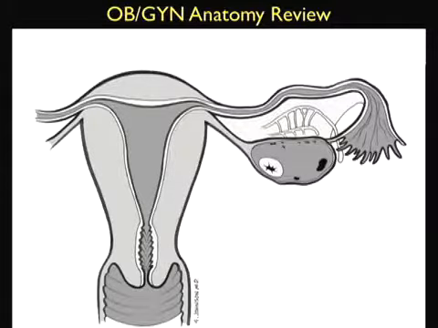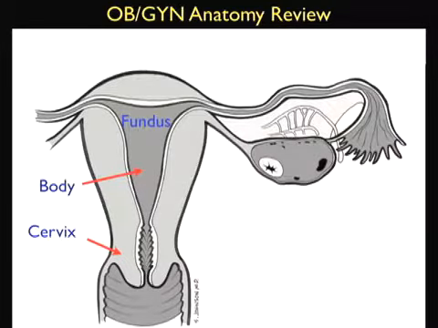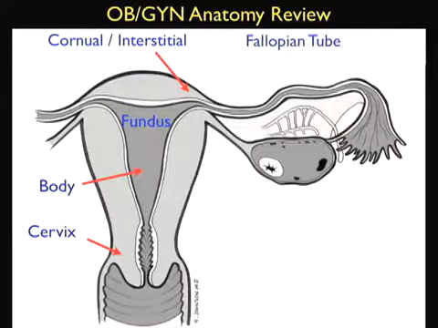Let's now review the OBGYN anatomy that we'll need to know to perform bedside ultrasound of this structure. We see the lower part of the uterus, the cervix, the intermediate body, and the upper fundal region of the uterus where we define an intrauterine pregnancy to be located. We see the region where the fallopian tube enters into the uterus, which is known as the interstitial region of the uterus in a normal uterus, and the cornual region of the uterus in a bicornuate uterus.